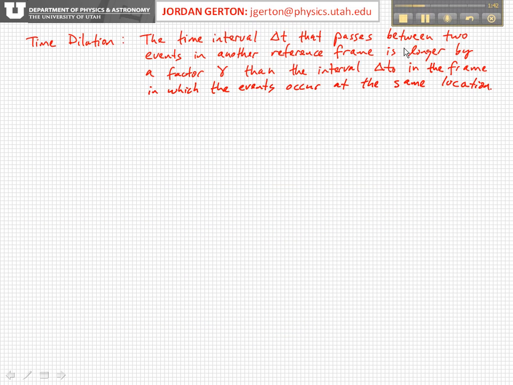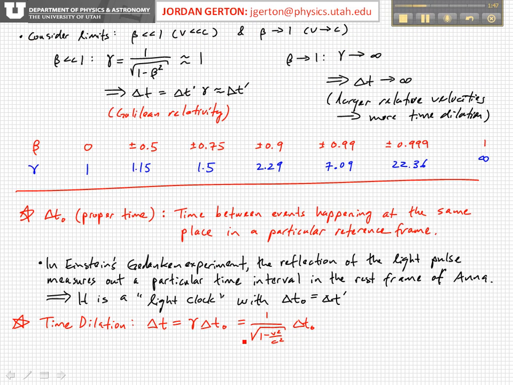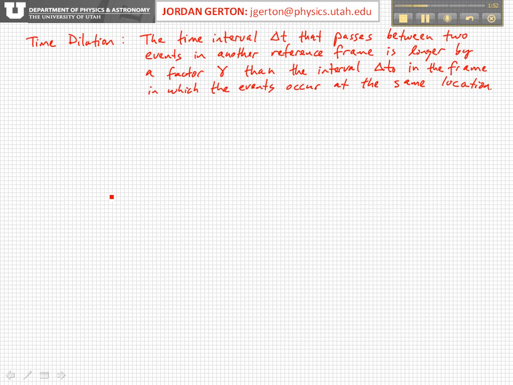Okay, in words, we can write this mathematical relationship which we just described like this: the time interval delta t that passes between two events in another reference frame is longer by a factor gamma than the interval delta t naught in the frame in which the events occur at the same location.